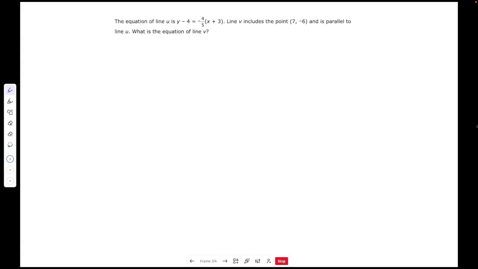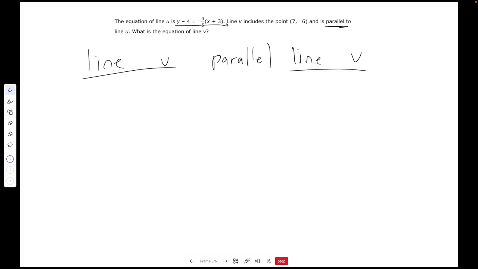Now for this problem, the only difference here is, first off, they're going to be parallel. Okay, so that's a difference. And secondly, what they gave us for line U is not in slope-intercept form, right? It's in point-slope form. So we should be able to look at that and say, oh okay, the slope is the number in front of the parentheses, so therefore the slope is -4/5.